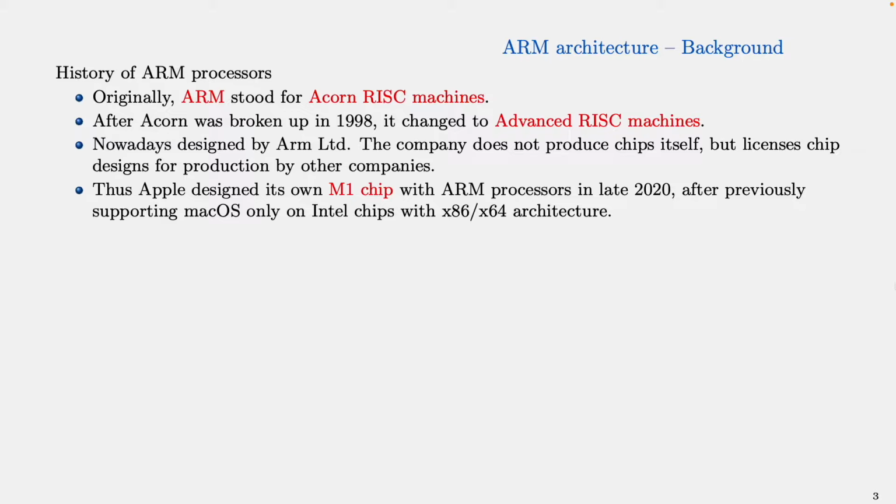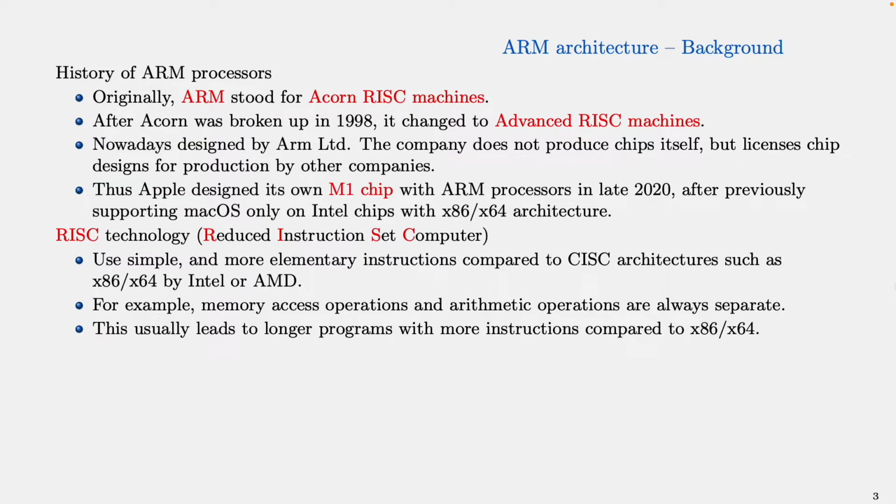Nowadays, these processors are designed by a company simply called ARM. This company does not produce chips itself, but only designs them and then licenses these designs for chip production by other companies. Especially important for us here is the M1 chip design by Apple, which was introduced in late 2020 and is the first chip by Apple with ARM processors that supports the macOS operating system. Previously, it was only supported on Intel chips with the x86, x64 architecture.